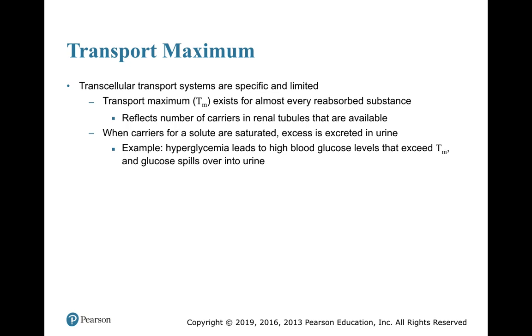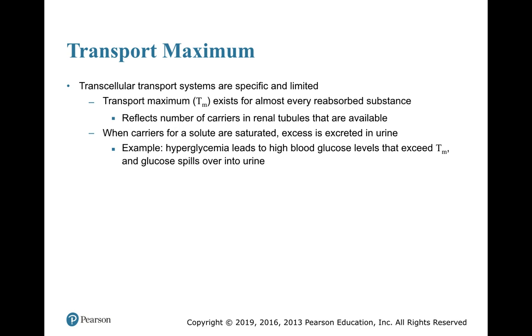So if we're transporting materials using a receptor, we have to deal with something known as a transport maximum. So you cannot transport more materials than you have receptors for. Transport maximum exists for almost every reabsorbed substance, and it reflects the number of carriers in the renal tubules that are available. When carriers are saturated, the excess has to be excreted in the urine.